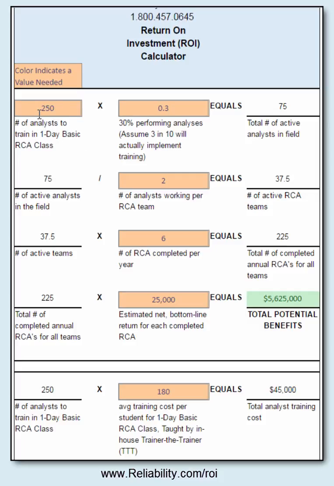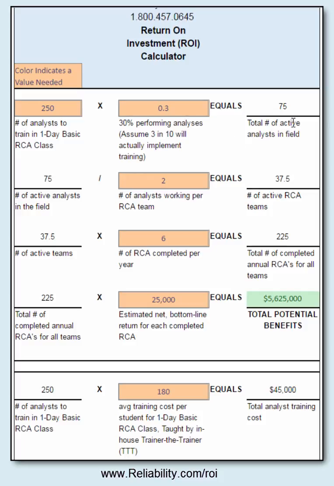First block here is that we have to know how many people we want to train. The second block here is the 30% performing the analyses. We're assuming that for every 10 people you train, 3 will actually do it. In our 32 years in this business, unfortunately, it's not a great statistic, but that's the reality of when training occurs. And that fits with the National Society for Training and Development national standards as well. So we're going to get 3 out of every 10.